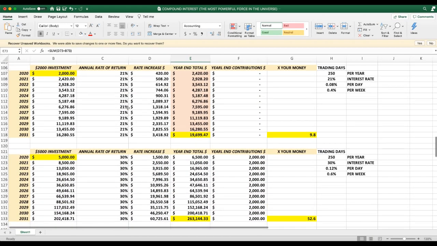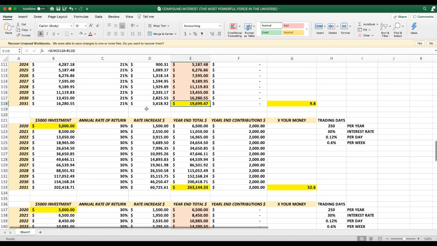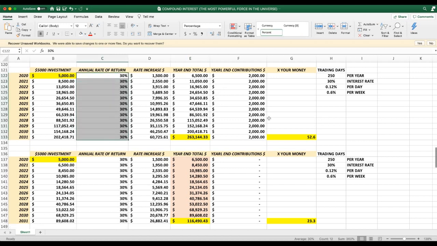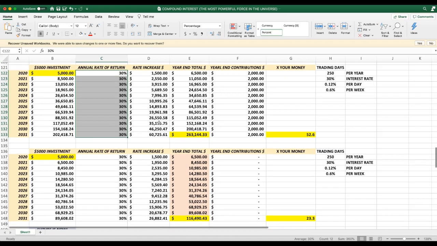Now, with a $2,000 investment, you saw that it only gets you to about 19,000. And then let's say a 5,000 investment at a 30% rate of return. You can see the difference from 20 to 30. It's a massive, over $100,000 swing. 150,000 more by going from 20 to 30. These are big numbers, and it makes a difference. So every percent counts again.